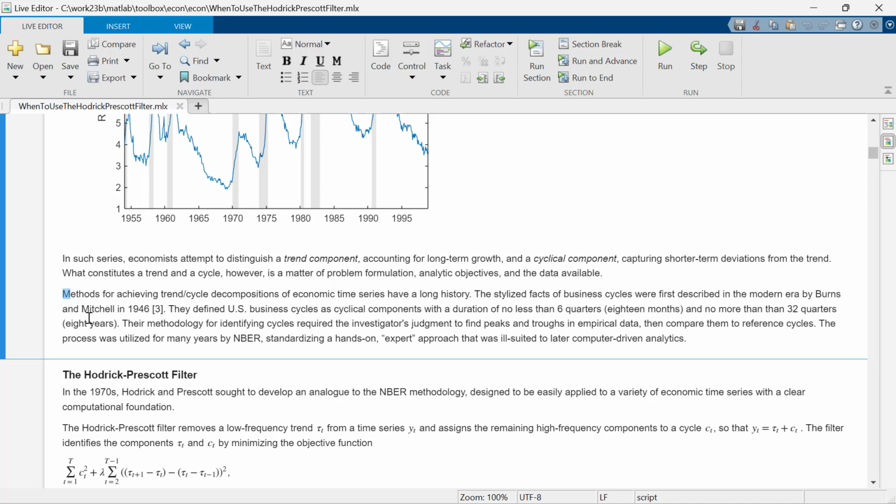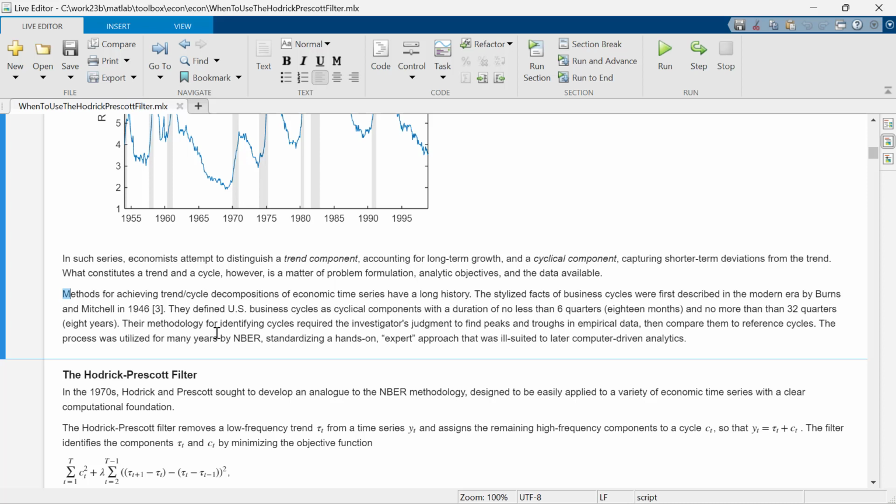So they had this, by looking at a lot of macroeconomic data over a long time, they came up with this very particular idea of what the limits on a business cycle should be, kind of this middle frequency data in a time series between the high frequency seasonal and irregular components and the low frequency components that represented trending behavior.